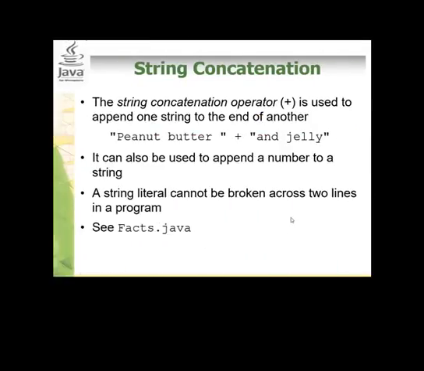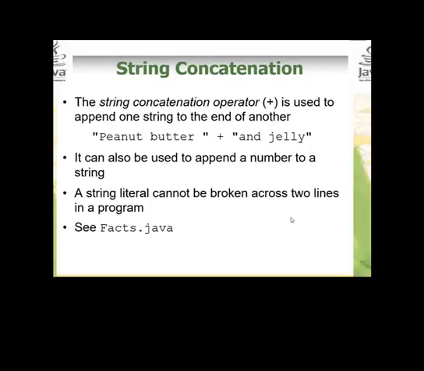Alright, for string concatenation, this is a string operator. If we have string variables, we can use concatenation to combine the 2 strings together. It will append the 2 string variables when we use the concatenation operator, the plus operator. It can also be used to append a number to a string, so a string can be combined together with a number. A string literal cannot be broken across 2 lines in a program. So we see some examples here.